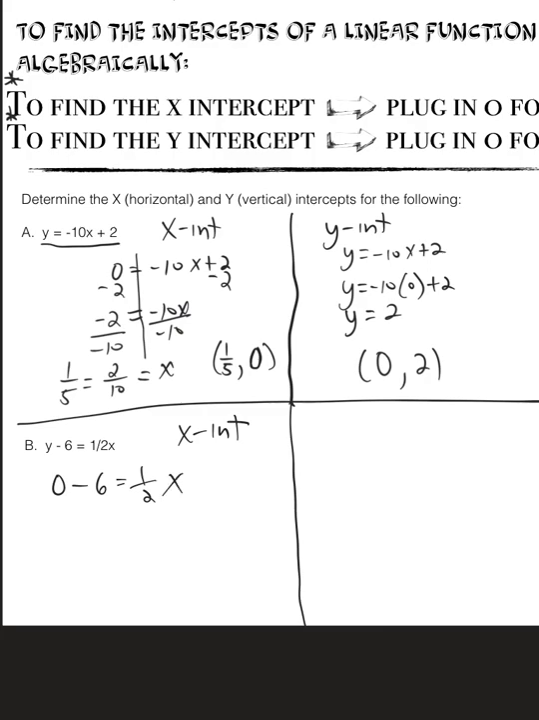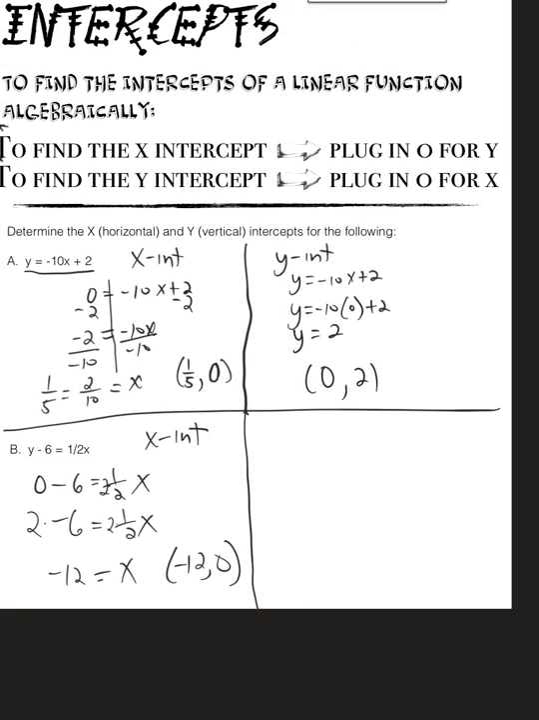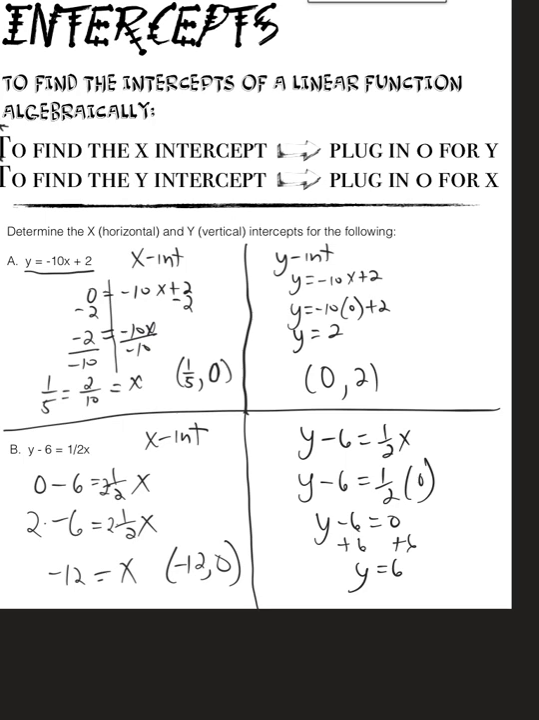If I want to get x alone, I have to multiply both sides by the denominator of the fraction that's next to it. Let's just do this real quick. So x is going to be -12. Again, -12 is the x-coordinate because we plugged in 0 for y. 0 is the y-coordinate. If we do this again, this time we're looking for the y-intercept. We plug in 0 for x and solve for y. So y is 6. Because we plugged in 0 for x, we're going to have 0 as our x-coordinate, 6 is our y-coordinate.